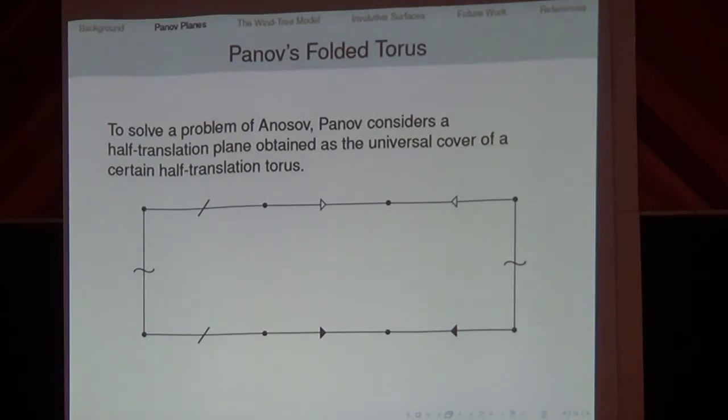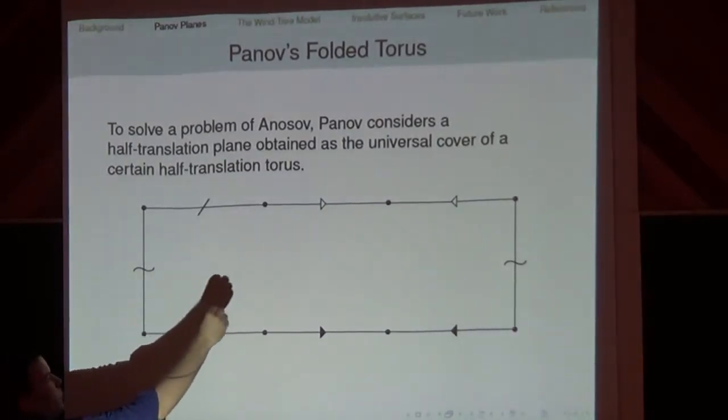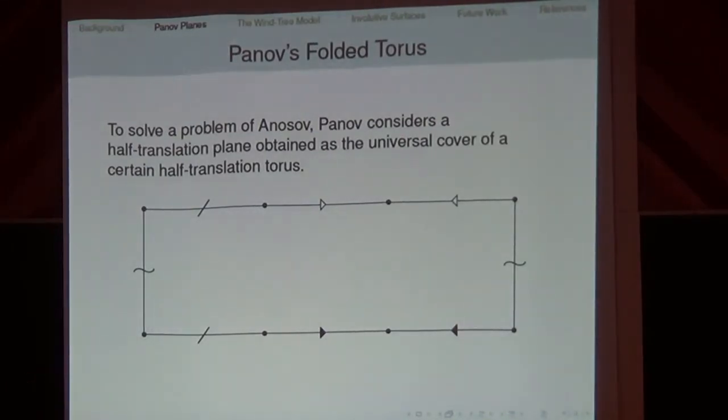So the first dynamical system I'm going to talk about is the generalization of this example. So Panov considers the complex plane with a certain half-translation structure, and he considers this particular example to solve an old problem of Anosov about constructing foliations with certain properties. The way he gets that half-translation structure on the plane is he looks at the universal cover of a half-translation torus. So here you take your regular one-by-one translation torus and you glue this half-translation sphere onto it. So you still have a torus, but now it has a half-translation structure.